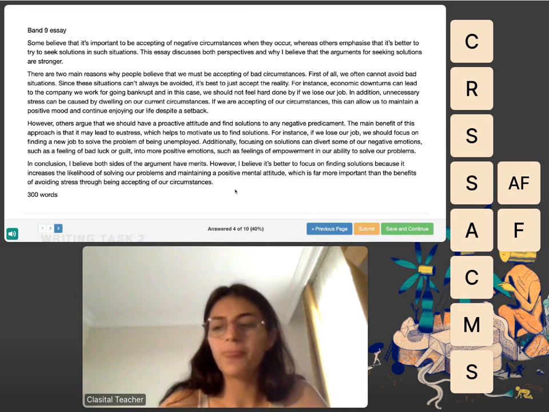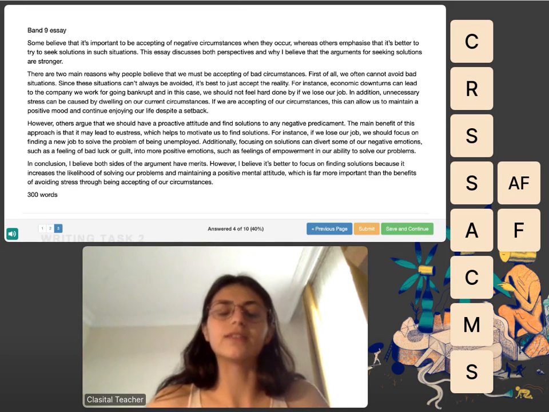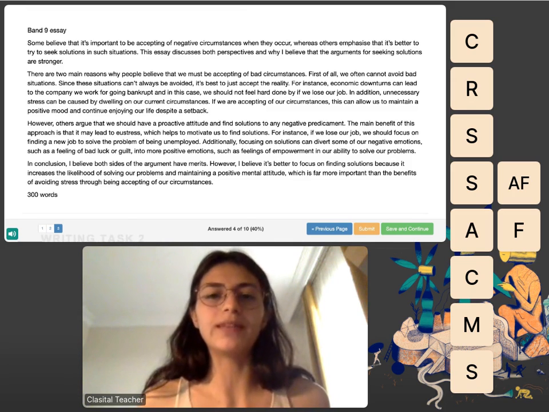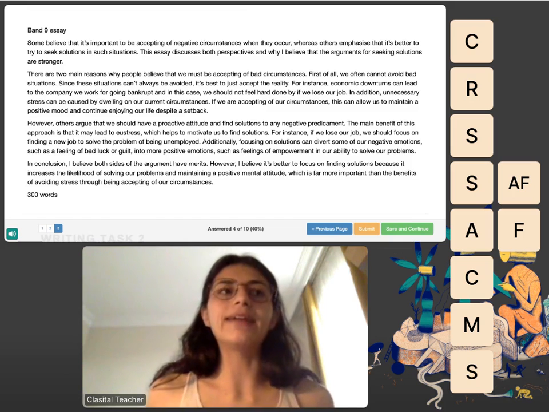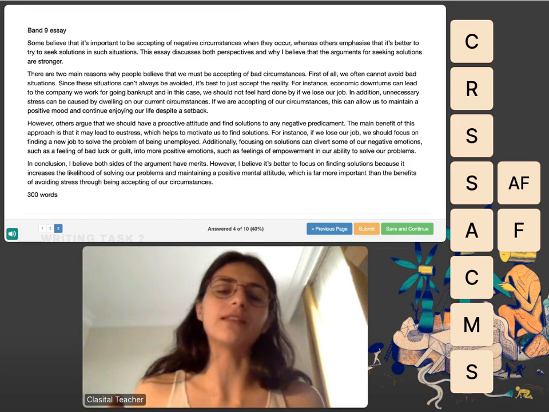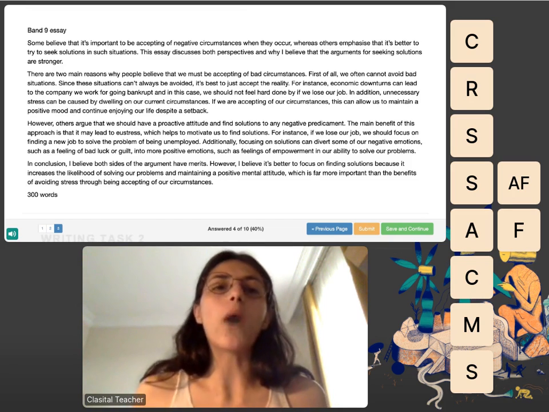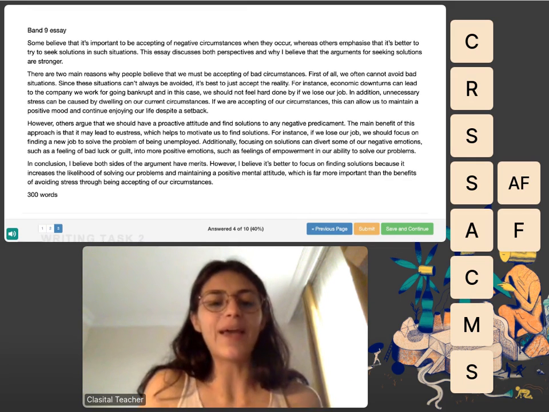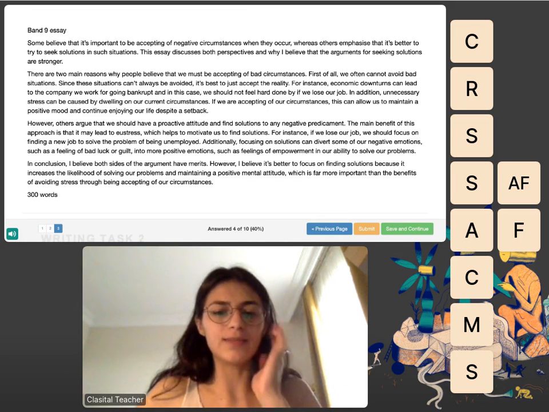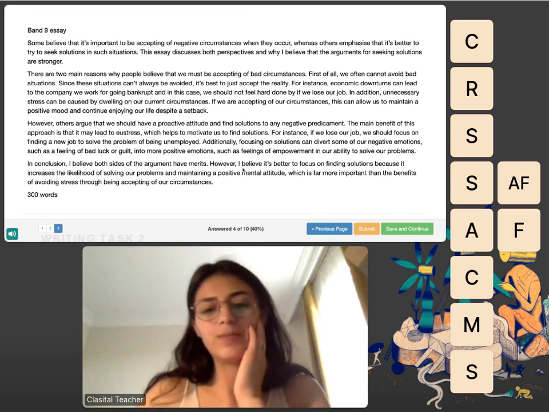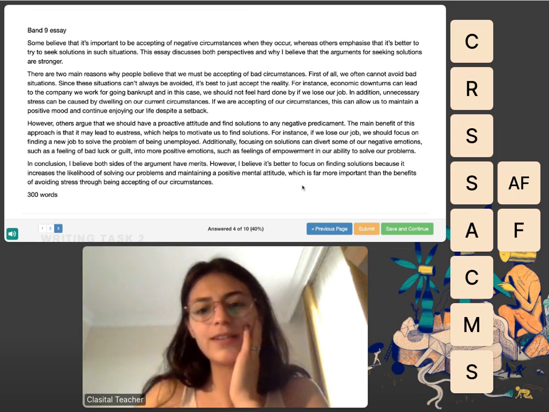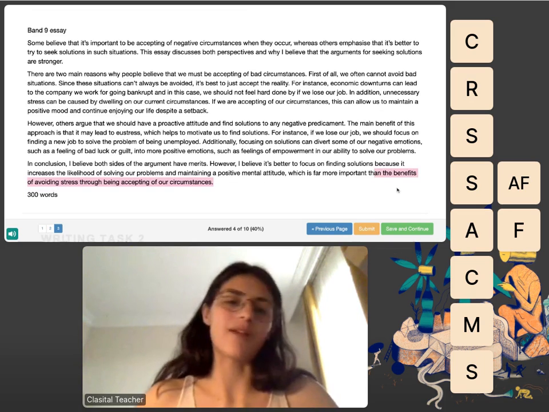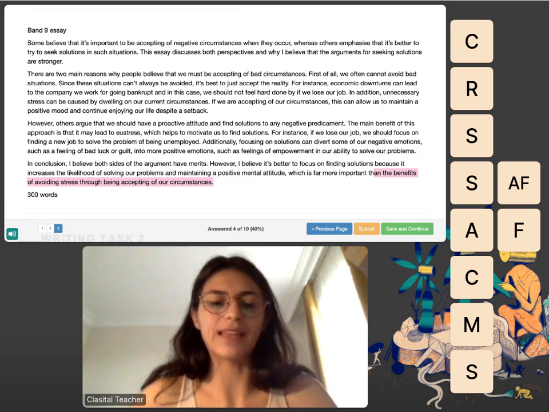So this conclusion is good because it presents the writer's opinion very clearly, and it also summarizes the two statements, the two sides of the arguments, while presenting this person's opinion. So it does that by saying this option is better than the other option, and still summarizing both of them in the same sentence.